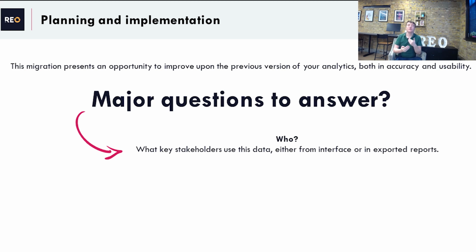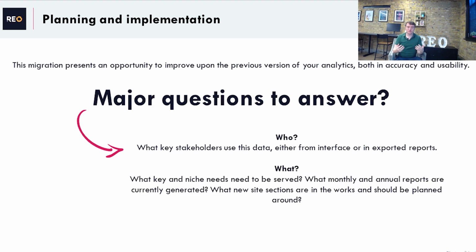And also important to answer how we serve those different audiences. Are we looking to give everyone access to the interface, or are you looking to create a suite of reports for them? And then this blurs into the what question. These are our key and our niche needs, like what big key things we have to be able to track, like purchases, and niche parts like maybe specific errors that people are encountering. What kind of reports and what kind of regularity are those reports going to have to hit?